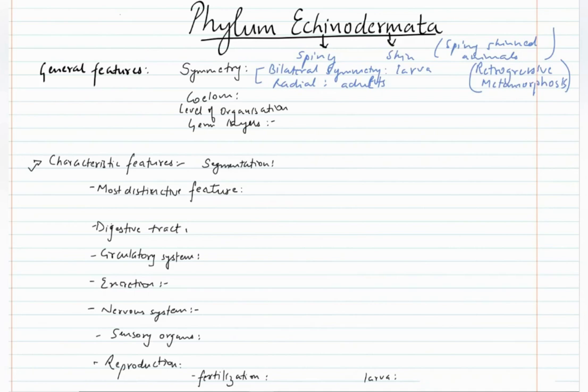They have an enterocoelomic type of eucoelom, that is, they are coelomates. They have an organ system level of organization, and they are triploblastic, that is, they have three germ layers. Talking about their special characteristics, these are non-segmented. There are no body segments. There is also no head.